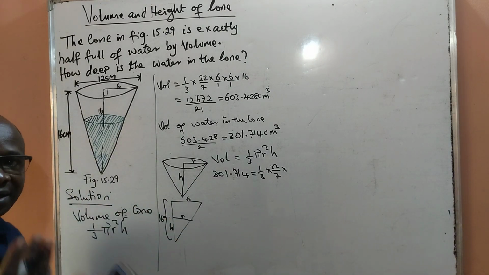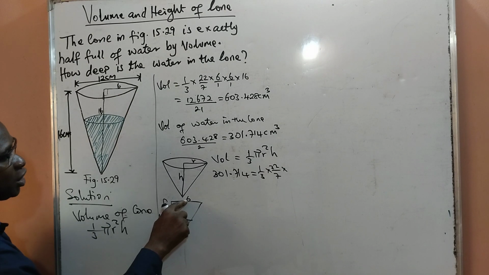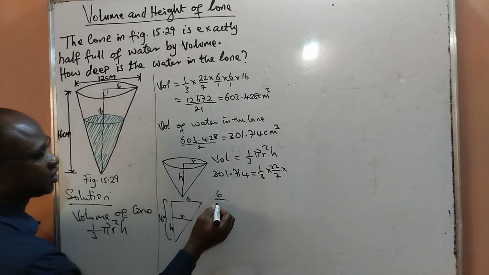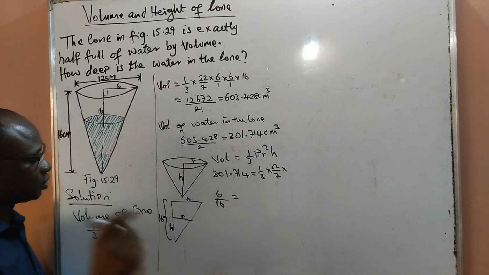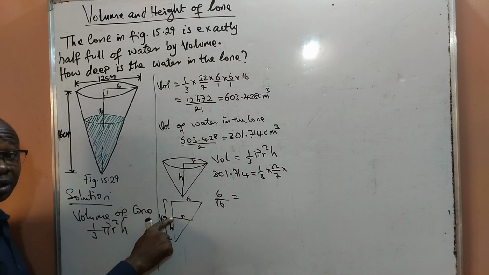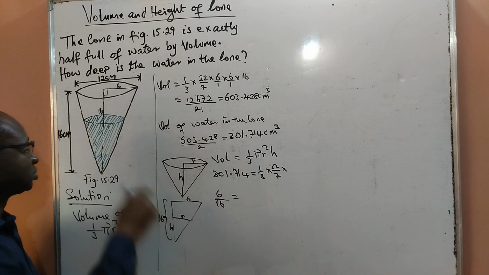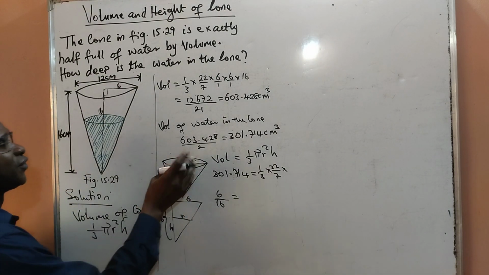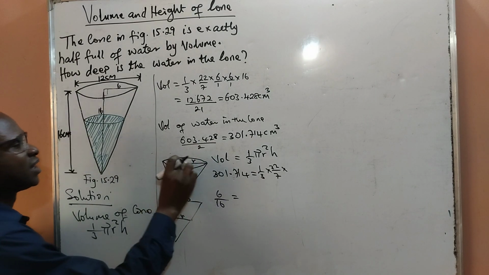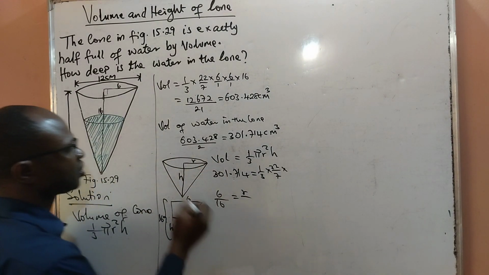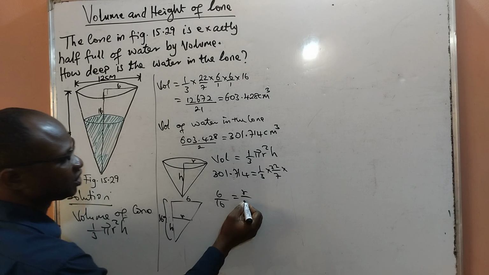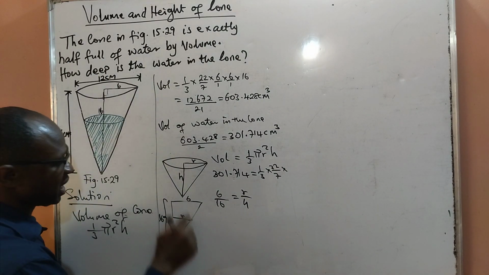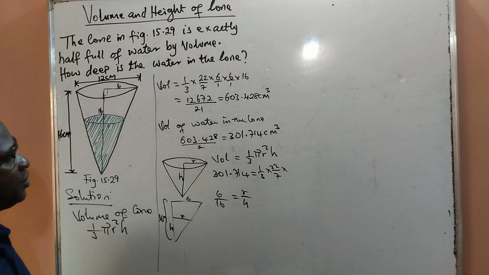Therefore, going by similar triangles, the radius of the cone over the height of the cone, which is 16, is equal to the radius of the cone containing the water, okay? That is the part of the cone that contains the water. The radius of it, which is r, all over the height of it, which is h. From here to here is the height. From here to here is the radius.